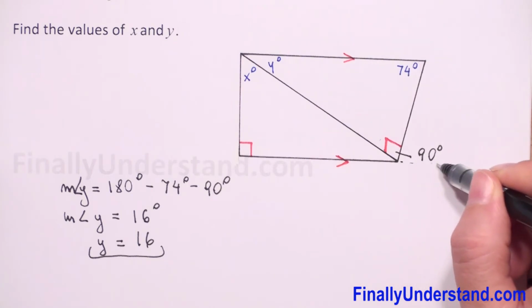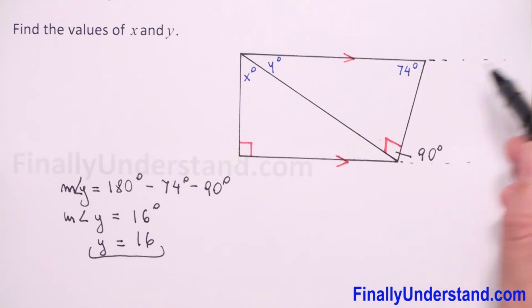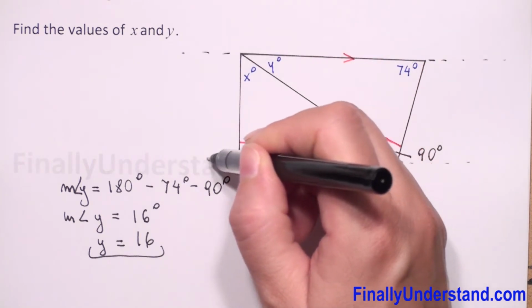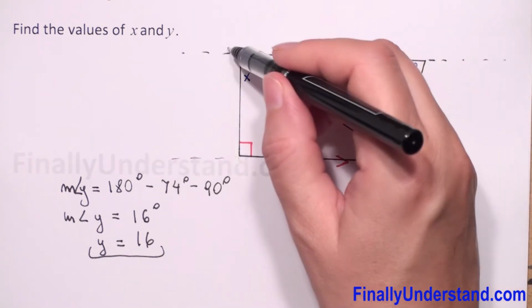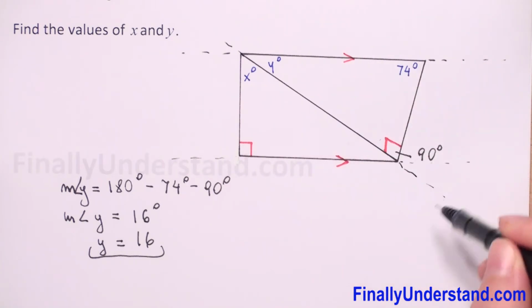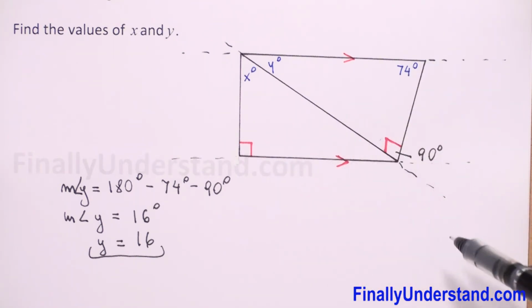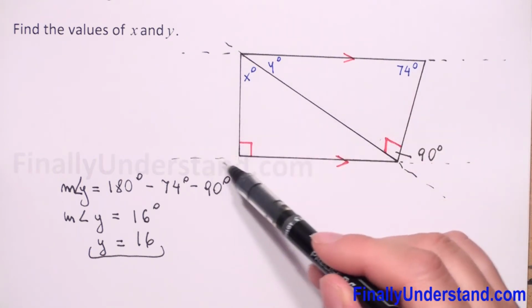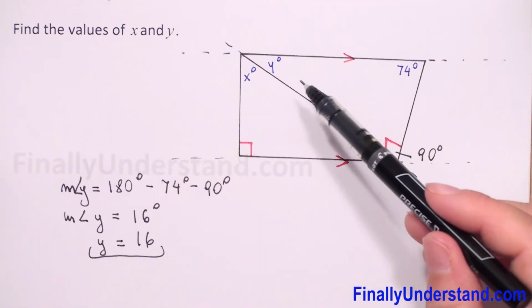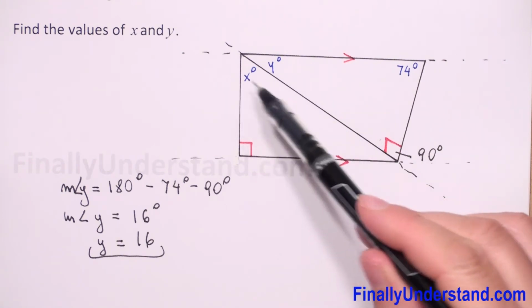It means if you extend these two segments, we will have two parallel lines which are cut by a transversal. And we know that if two parallel lines are cut by a transversal, then the pairs of alternate interior angles are congruent. We know that alternate interior angles are angles which are between these two parallel lines and on the opposite sides of our transversal.